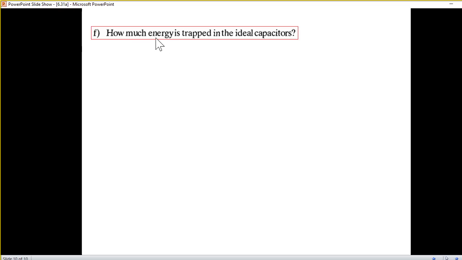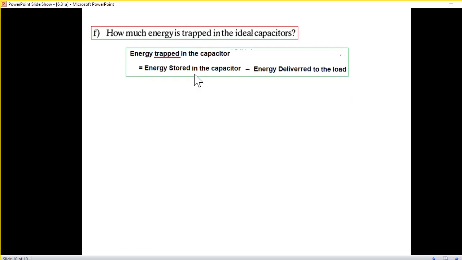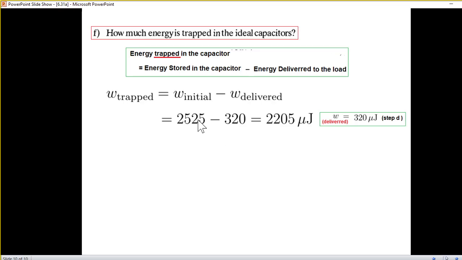Now, how much energy is trapped inside the capacitor? So energy trapped in the capacitor will be energy stored in the capacitor minus energy delivered to the load. We know both of these values, that is energy initially stored minus energy delivered. We had calculated this initially stored. We had also calculated in step D the energy delivered. So this much is trapped in the capacitor.